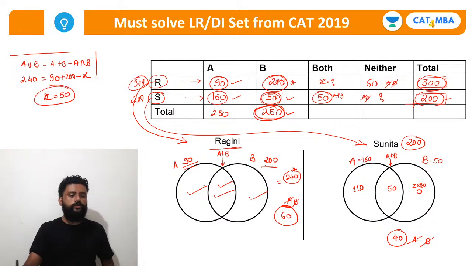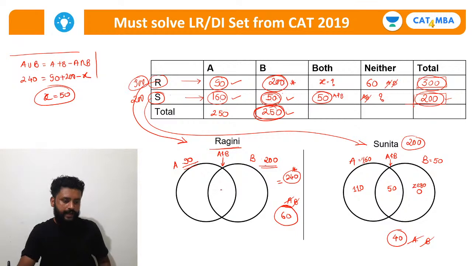No need to do it that way. This 50 exceeded. Right, Nicole? Let me know in the comment section if you have any doubt related to this. So this common part must be 50. Okay.